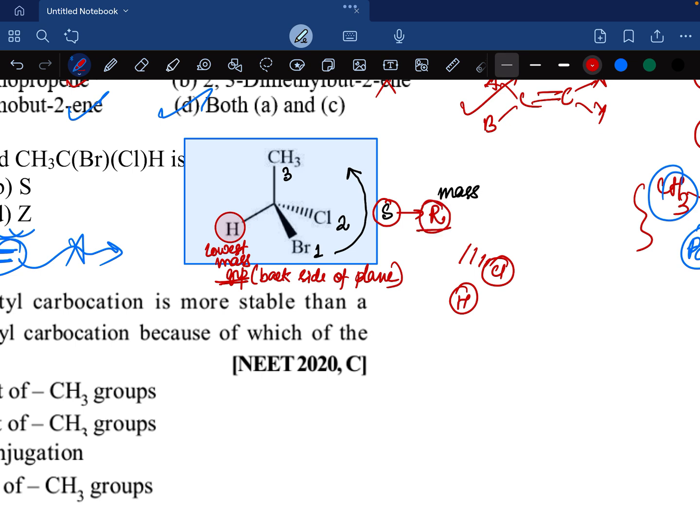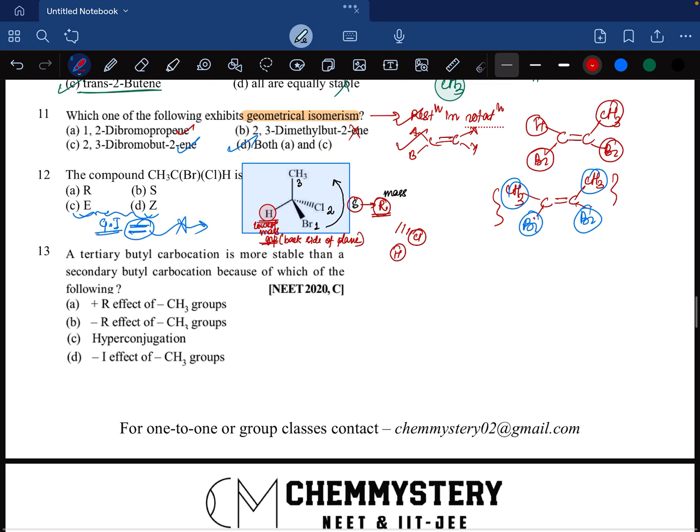So my answer will be R, not S, because the lowest mass group is not present on the back side of the plane. Anti-clockwise it came, and according to anti-clockwise it should be S. But because the lowest mass group is not present on the back side, the configuration is actually R, not S. My answer for this is option A, R.